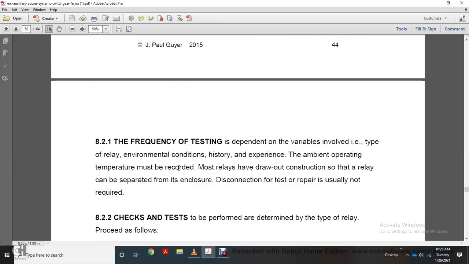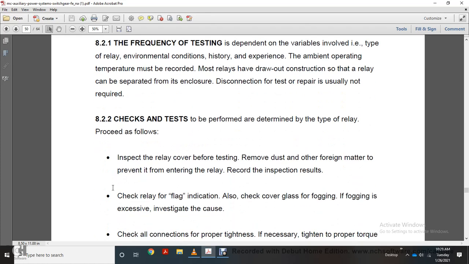The ambient operating temperature must be recorded. Most relays can be withdrawn from the construction so that the relay can be separated from its enclosure. Disconnect the test. Repair is usually not required. Checking and testing: to perform, determine the type of the relay.